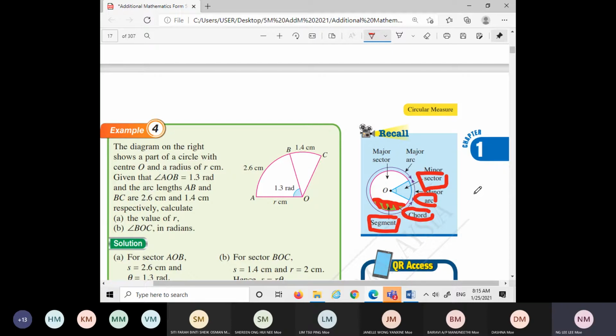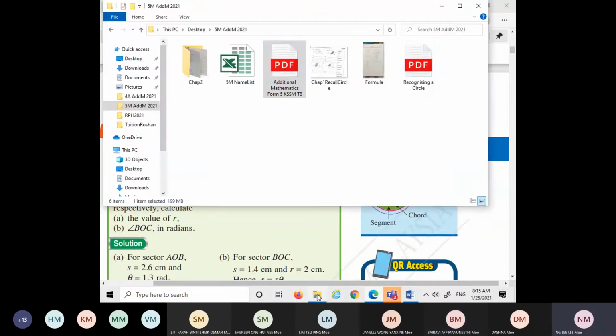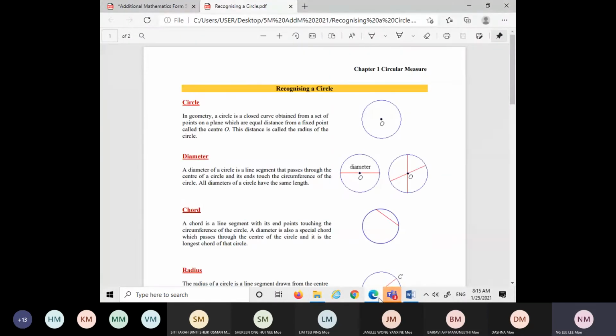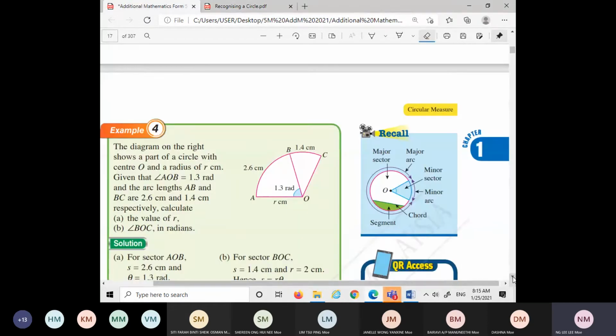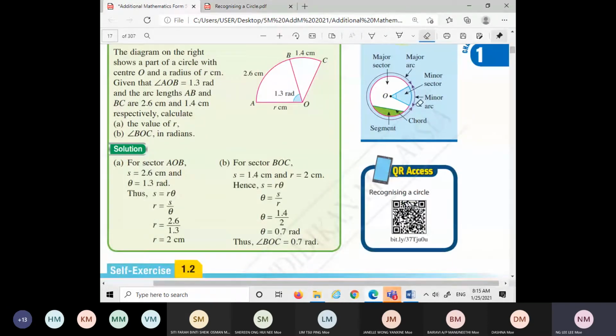Okay, so far any questions? No questions, teacher. Very good. Now if you want to know more, there is a file here. How do I get this file? It's from your textbook. Underneath this, I type this and then I get this file.